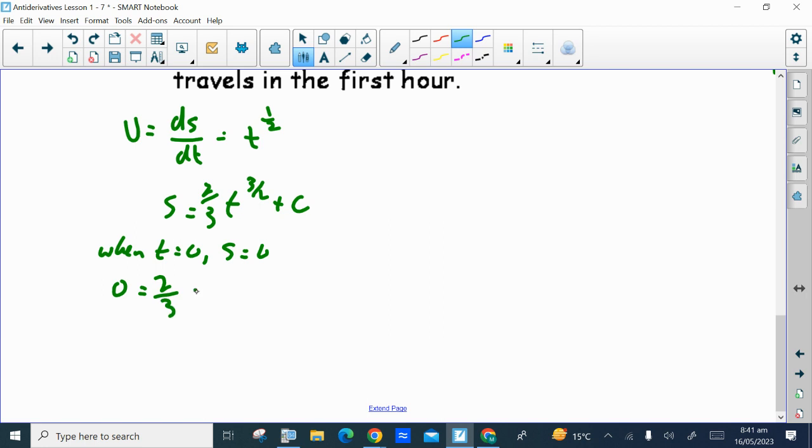We can go through the process of letting t equals 0. 0 to any power is 0 times 2/3 is 0. So again, c will equal 0. And our position function will be 2/3 t to the power 3/2.